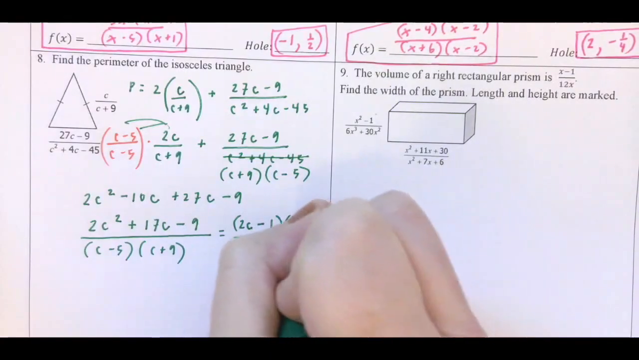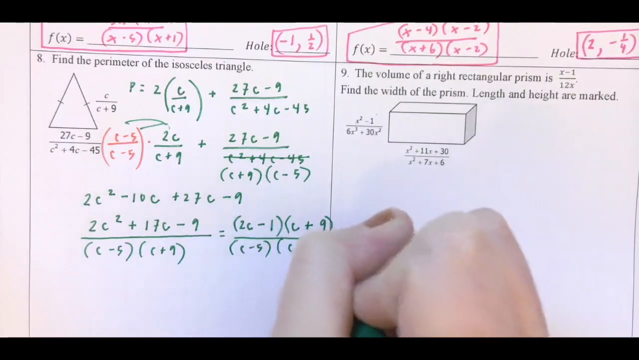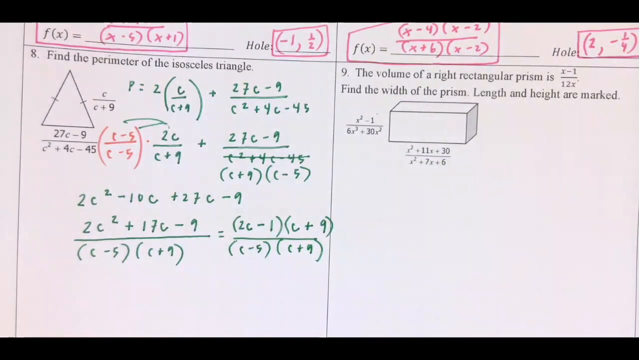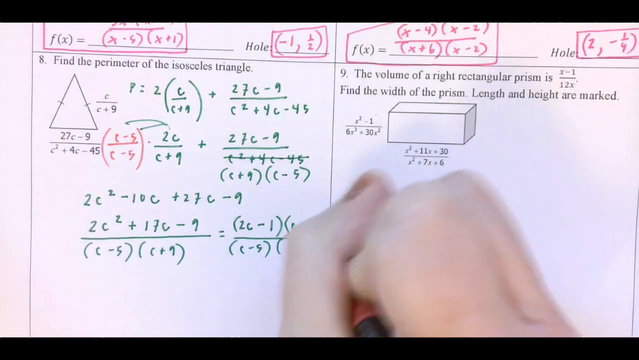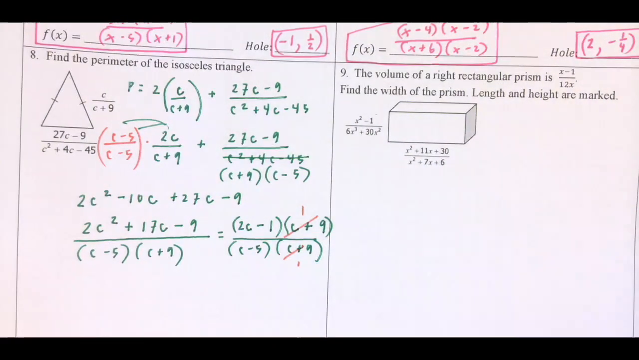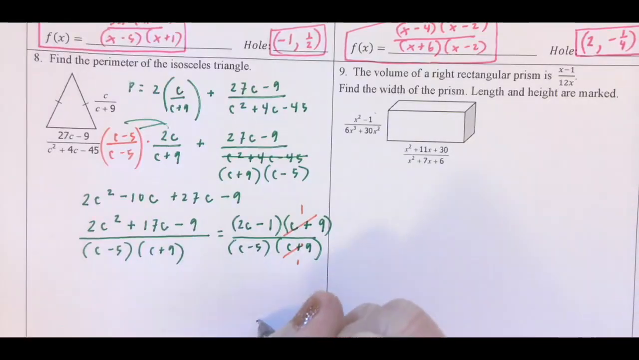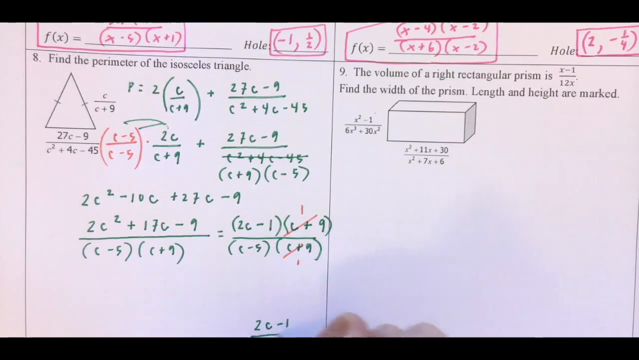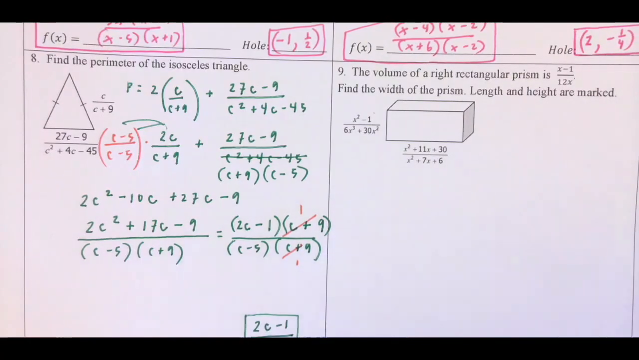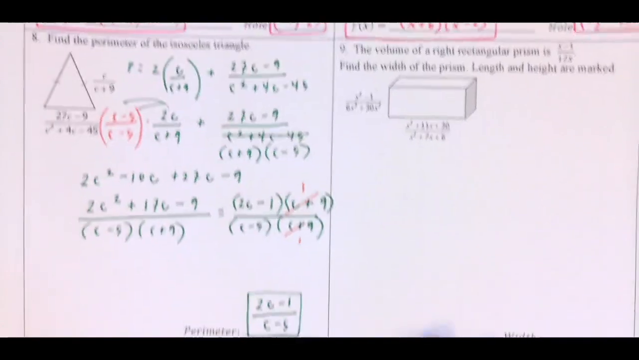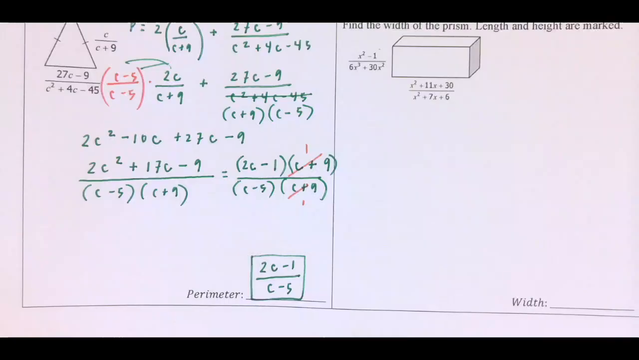And then here's my c minus 5 times c plus 9, which I love because that lets me reduce this part down and leave my answer at 2c minus 1 over c minus 5. That is all I can simplify. Slide that up. All right, last one.